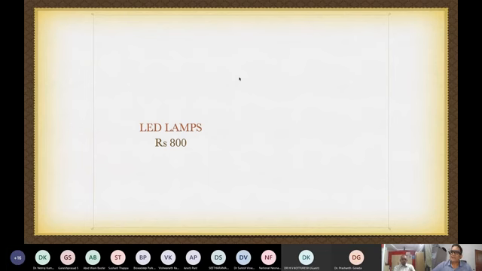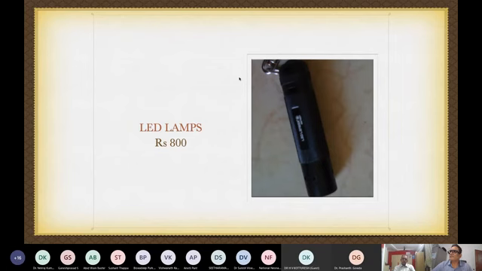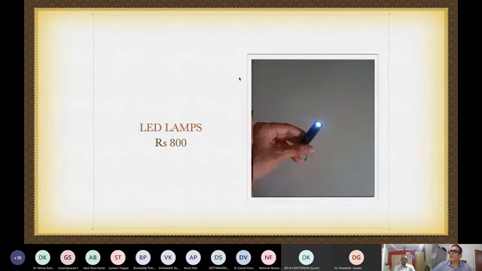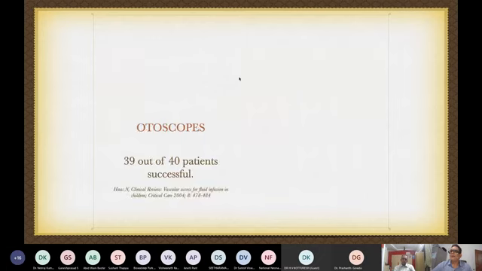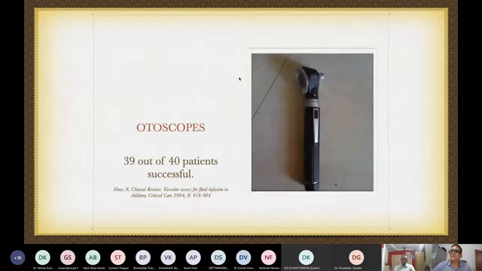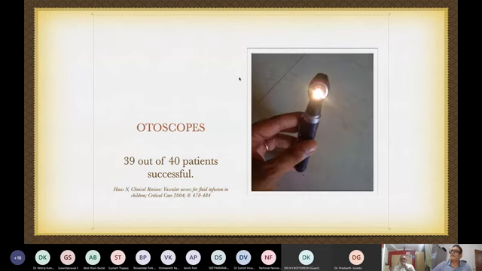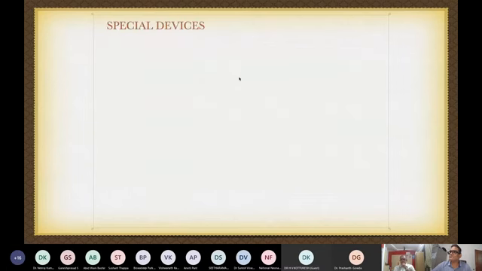Nowadays, you get LED lamps for 800 rupees. And simple lights like this do the purpose, right? It's bright enough, and for neonatal veins, you can easily see. And some clinicians have used otoscopes, and there is even a study published in 2004 where they used otoscopes, and they found that 39 out of 40 patients were successful in visualizing the vein and cannulating accurately.